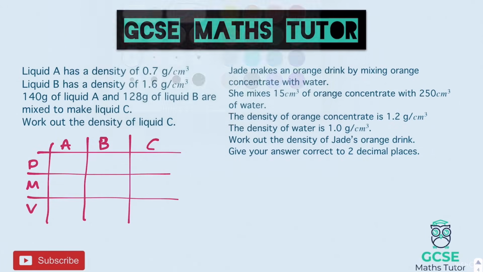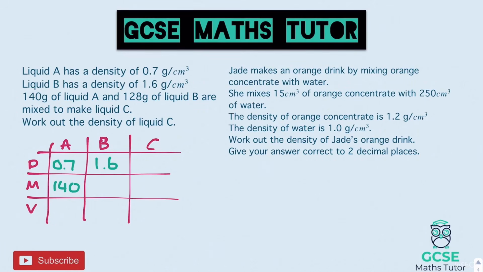So we've got the density of liquid A, which is 0.7. We've got the density of liquid B, which is 1.6. And then we've got some masses. We've got 140 grams of A and 128 grams of B. And that's going to make liquid C. Well, straight away we can add those together. 140 plus 128 gives us 268 grams for the total. There we go. Now we can start working out these volumes.